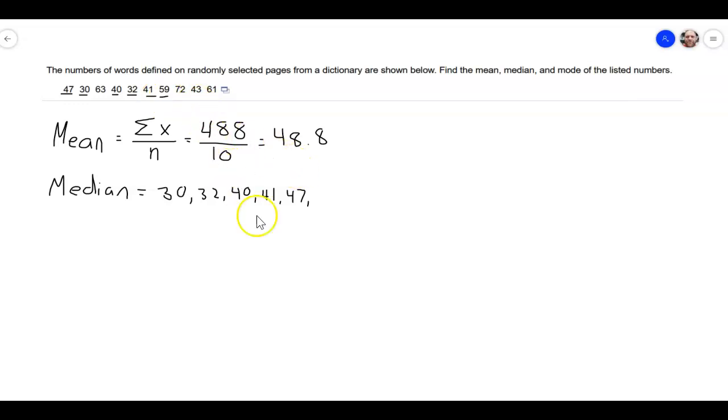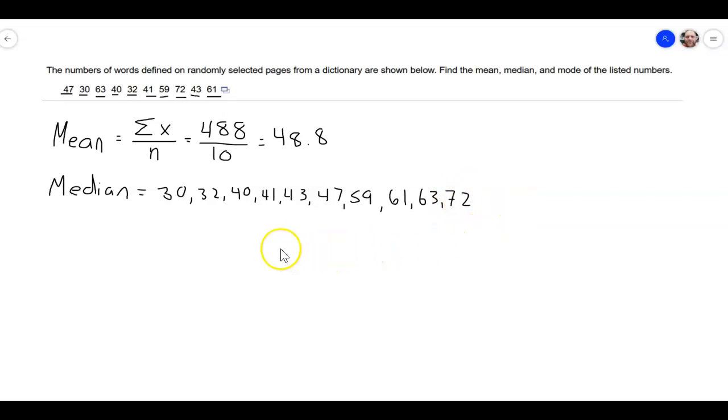Oh, I forgot a 43, didn't I? So I need to put that 43 in there. 43, 47, and then the 59. All right, so that takes care of that one. And then 61, 63, and 72.